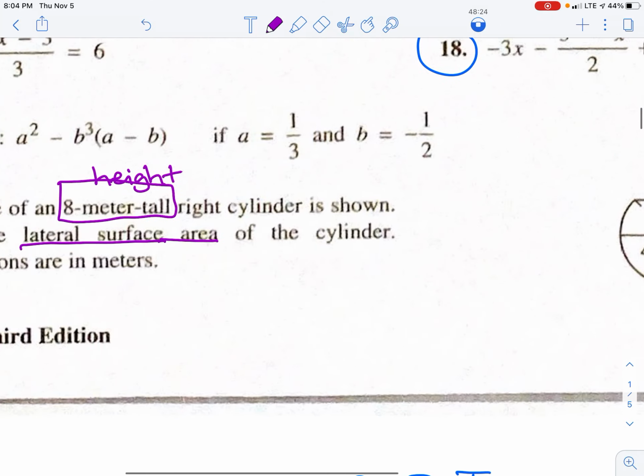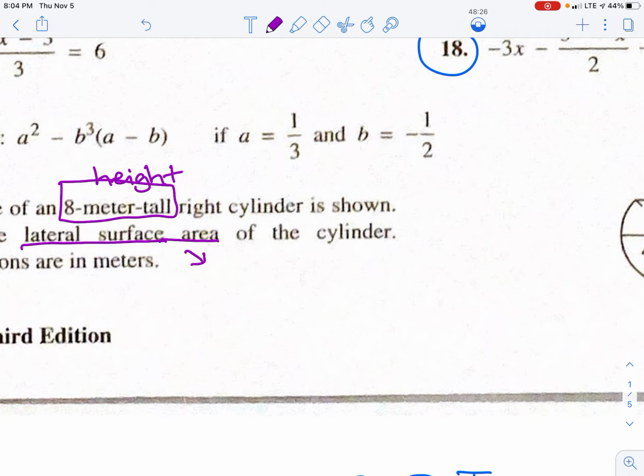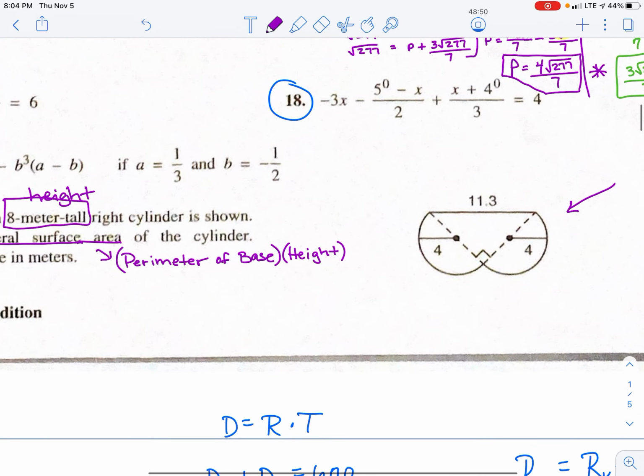But here's how the lateral surface area is always figured. So please write this down. It is the perimeter of the base. Okay, and they are giving us the base over here. They're telling us that's the base of our prism, our cylinder. So the perimeter of the base times the height will tell you the lateral surface.